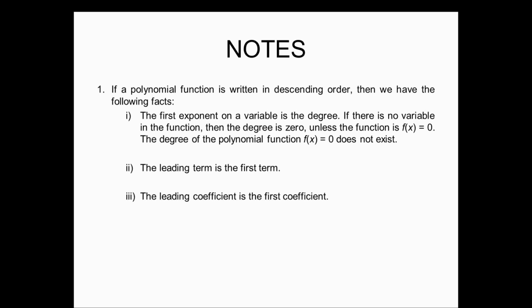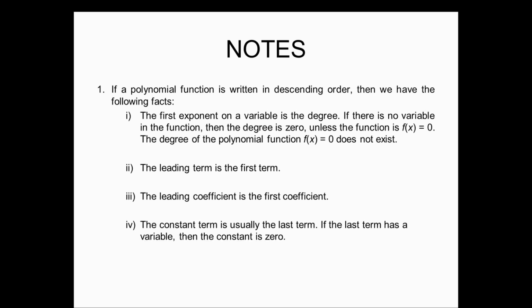The leading term is the first term. The leading coefficient is the first coefficient. And the constant term is usually the last term. If the last term has a variable, then the constant term is 0. There's always a constant term. There's always a leading term. Notice we're giving special names to the first and last terms of the polynomial function when it's written in descending order. So all this applies when the polynomial function is written in descending order.